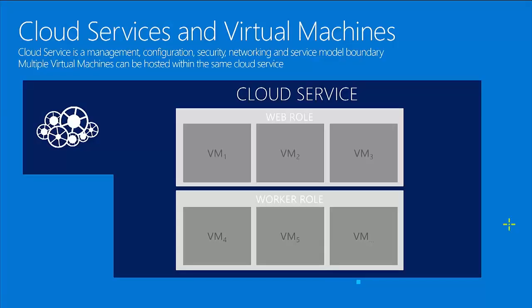The A family, D family, and G family are ones you're really going to want to know as far as the objective domains for the certification exam. Let's talk about cloud services and virtual machines. And this is going to be pretty brief.